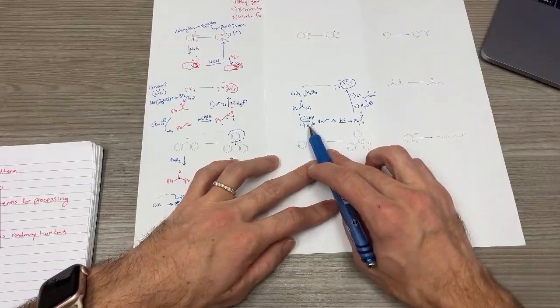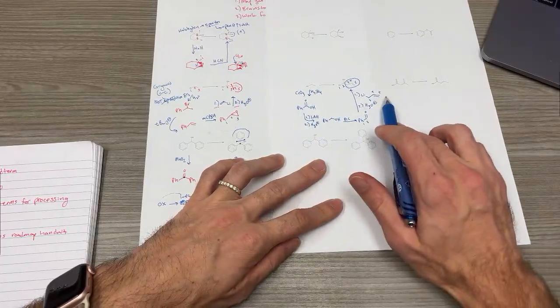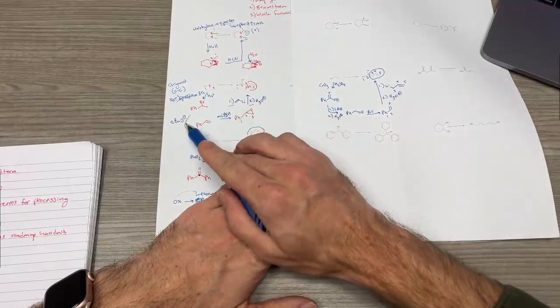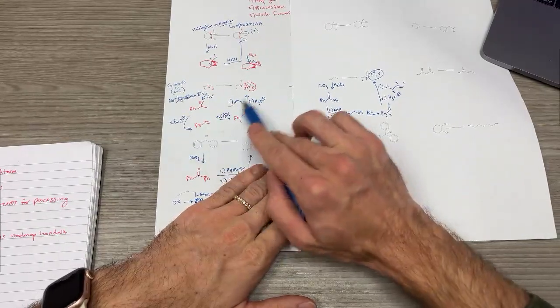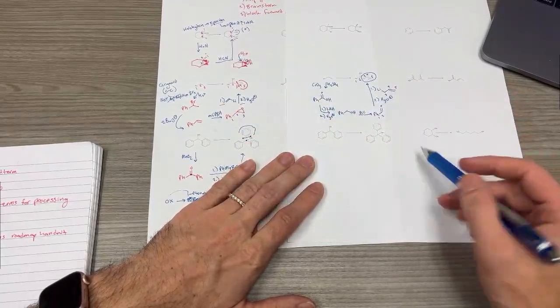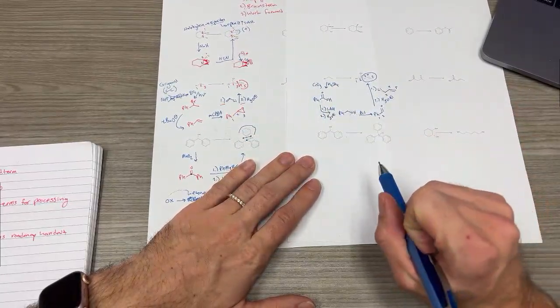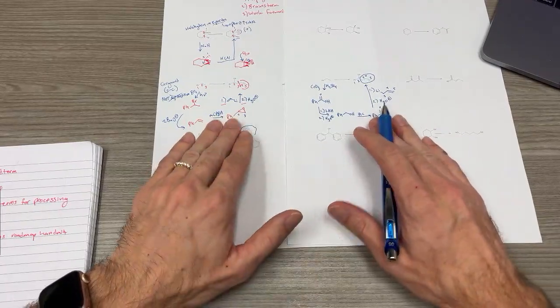Oxidation, reduction, oxidation, acyl addition. 1, 2, 3, 4. Radical halogenation, elimination, epoxidation, opening. 1, 2, 3, 4. Same number of steps, incredibly different routes, different intermediates, different reagents, both equally effective.